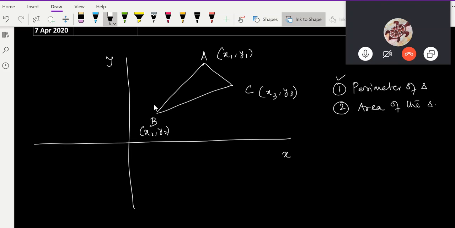So first we will try and find the perimeter. How do we find the perimeter? Can we find the distance of AB, BC, and AC like we did previously and then add them? Correct. That's all we have to do. So perimeter is equal to AB plus BC plus CA. And how do we find the distance AB?